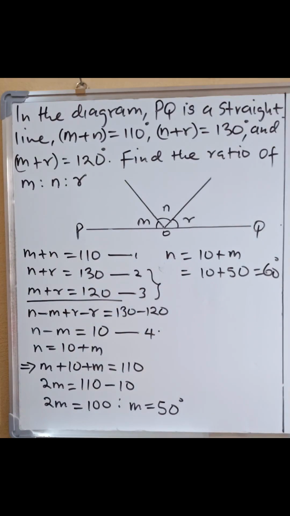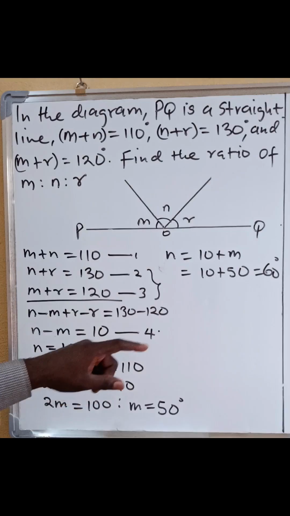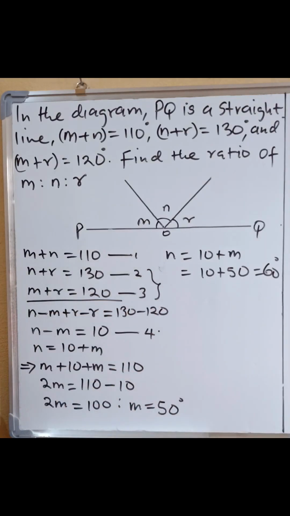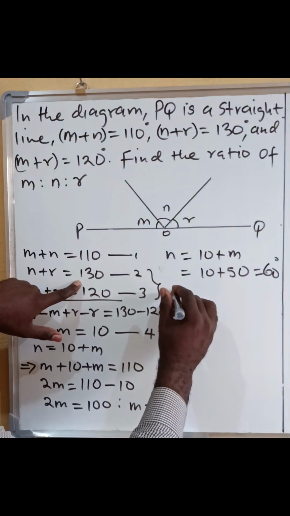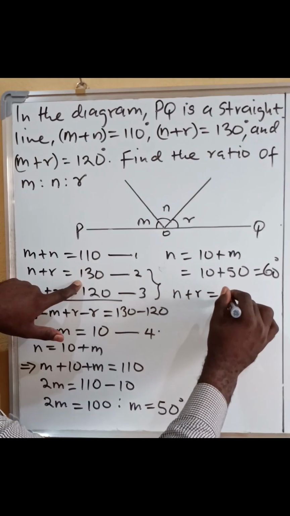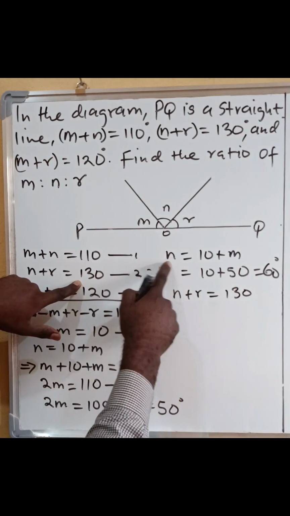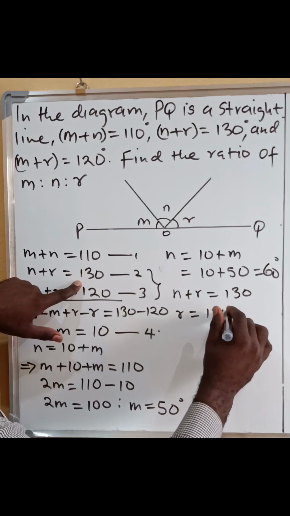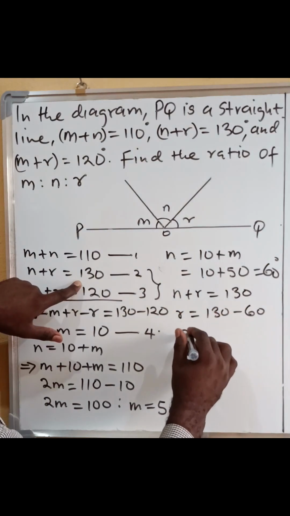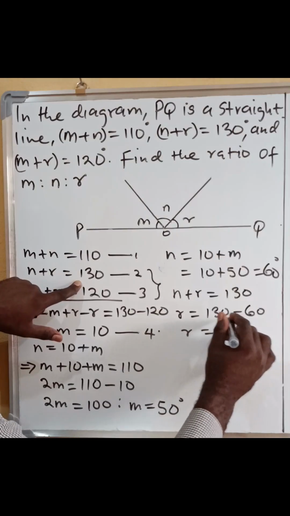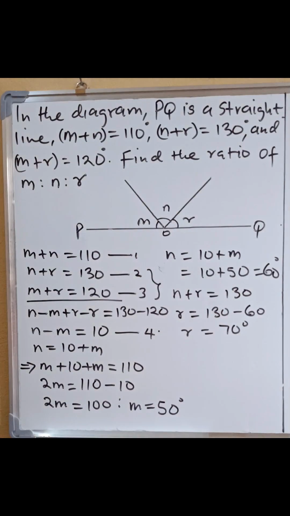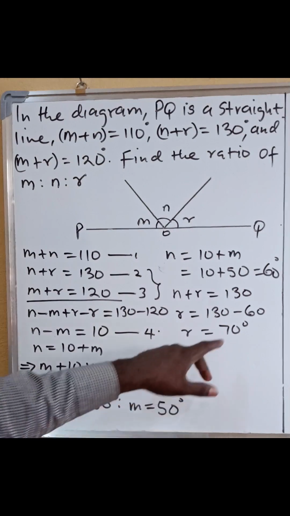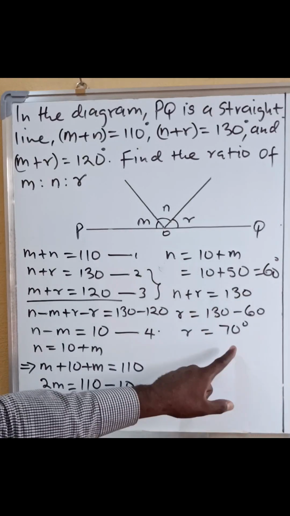Now, if you look at this closely, I want to get my R. So N plus R is 130, but my N is 60. So my R will be 130 minus 60. So my R is going to be 70. So you can see M is 50, N is 60, and then R is 70.